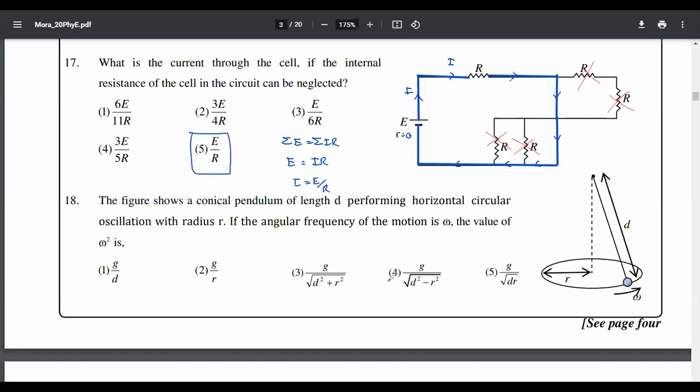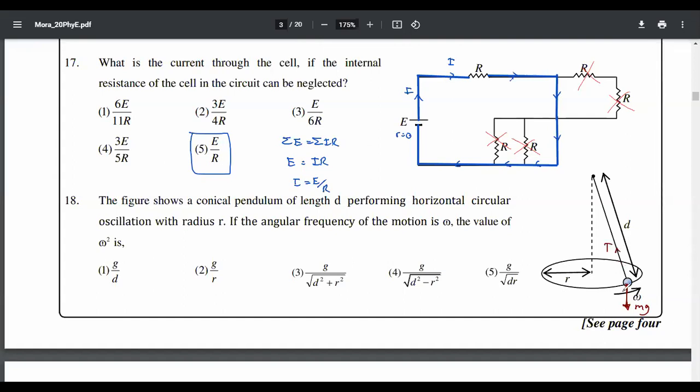Yeah, done. The figure shows a conical pendulum of length d performing horizontal circular oscillations with R. If the angular frequency of the motion is omega, the value of omega square. Wow, that's very easy, but you have to be a little careful here. Very little careful. Okay, we know there are forces which are going to act here. How many forces will be acting, people? There's going to be an mg here acting downwards, mg, and there's going to be tension, T.